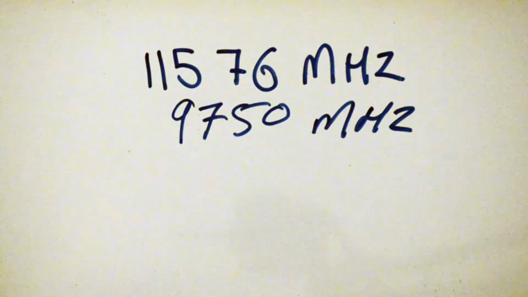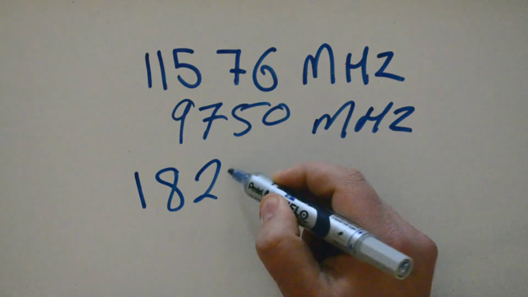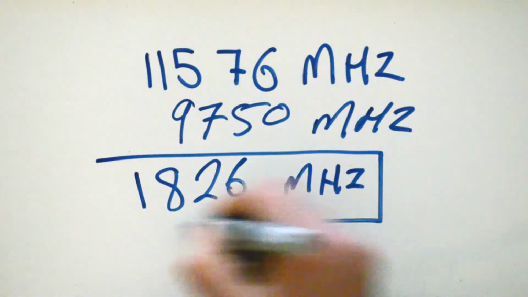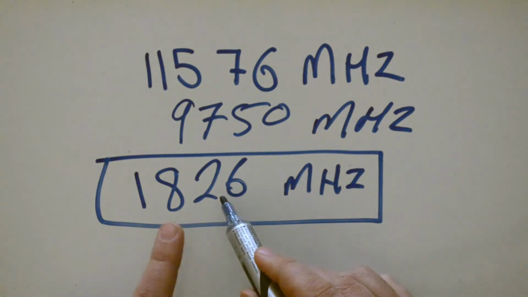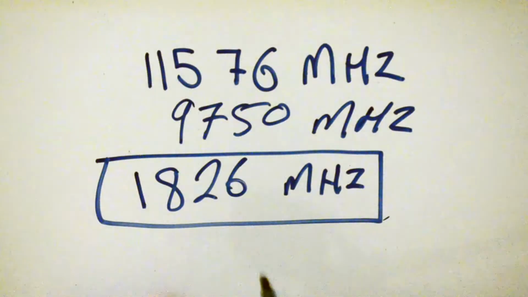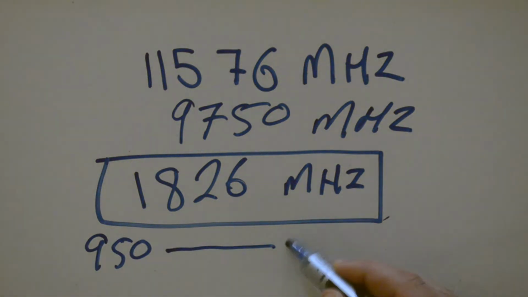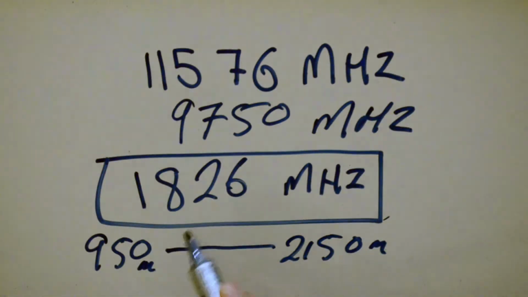So if I do the math quickly there, just grab out the calculator, I take my 11,576 megahertz minus 9750 gives me a signal of 1826 megahertz. And that signal is in the IF band. So that's the signal that travels down from the LNB into my decoder. Now remember, a decoder can only see between 950 and 2150 megahertz. So that's smack bang in the middle.